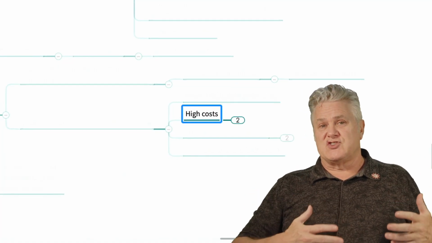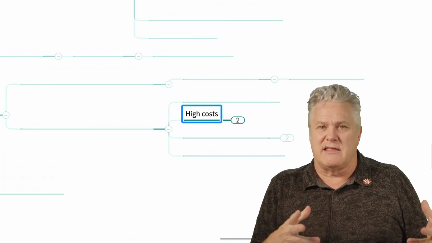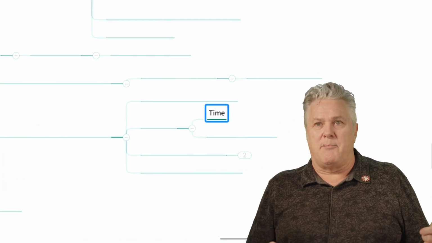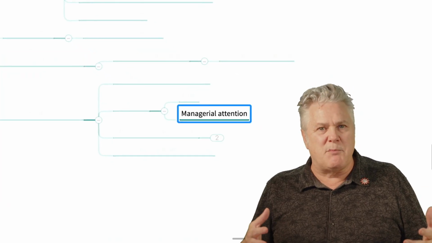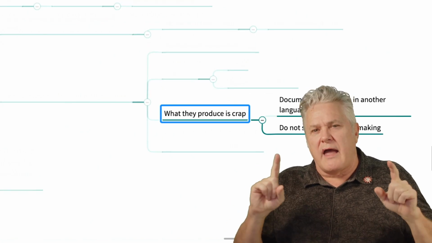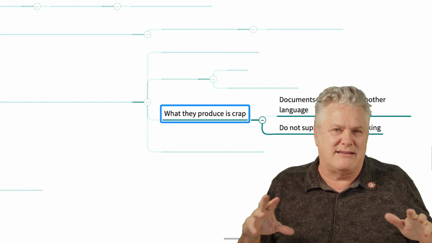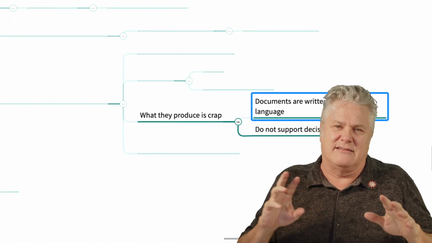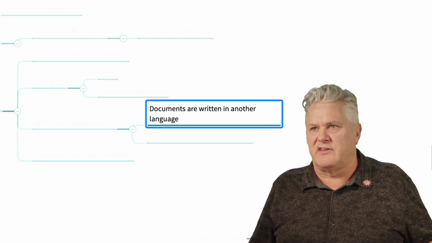So you bring in these consultants that have this really cool enterprise architecture planning thing, and the costs go up. The time goes up. Management's attention is consumed by this, and they're not actually working on the projects. And what they produce is crap. And I'd like to say a lot worse than that. I've been on the receiving end of this stuff.